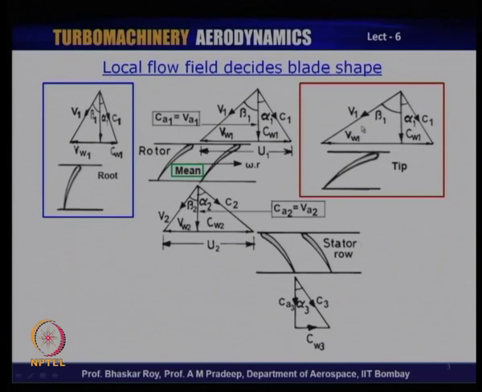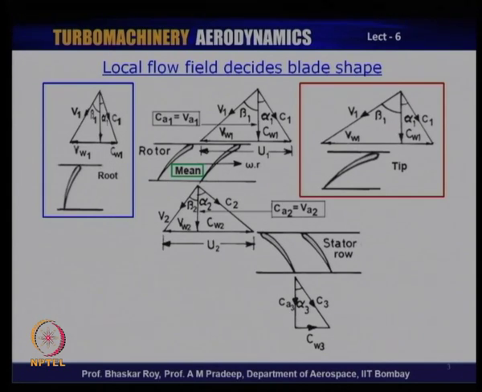Now, the flow is at a much higher velocity, and it is at a much higher flow angle with reference to the axial direction, and hence the blade section here, the aerofoil section here, would have to be oriented towards this direction, which is something like this, and hence the tip section now needs to be oriented in a completely different direction compared to the mean and the root section.